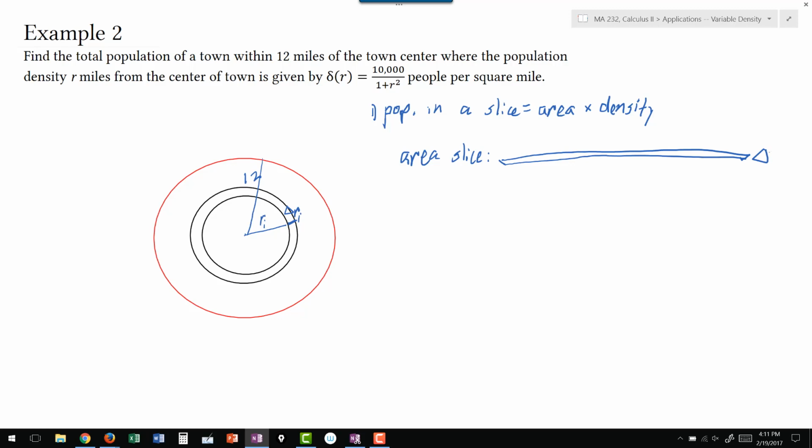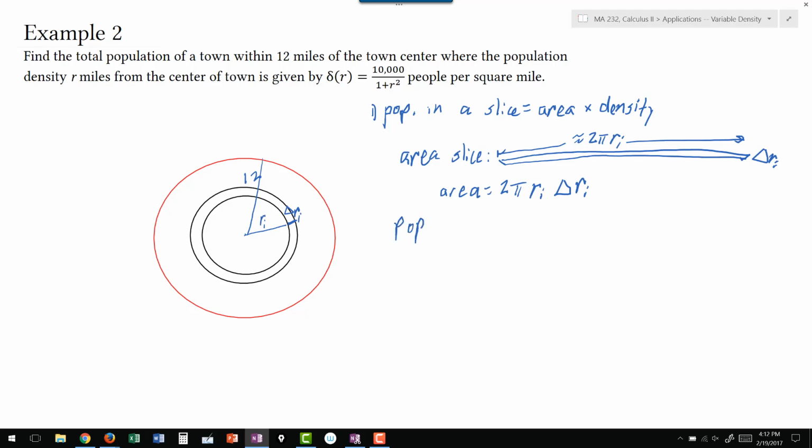To find the area of a slice, we use some geometry where we envision cutting the ring and then rolling it out or stretching it out. If we do that, we get something that's roughly a rectangle, and its length will be the circumference of the ring. That's about 2 pi times the radius, so 2 pi r sub i. And the width of the rectangle would be the thickness of the ring, or delta r sub i. That makes the area of a ring roughly 2 pi r sub i times delta r sub i.